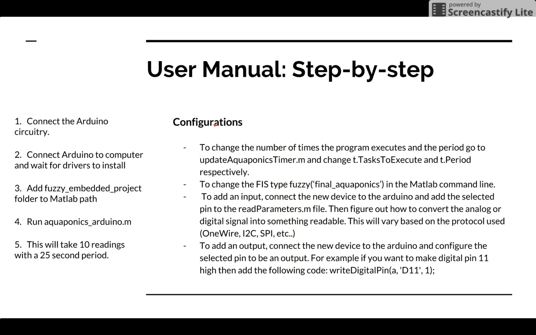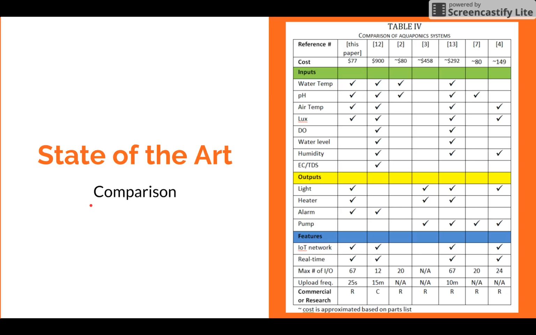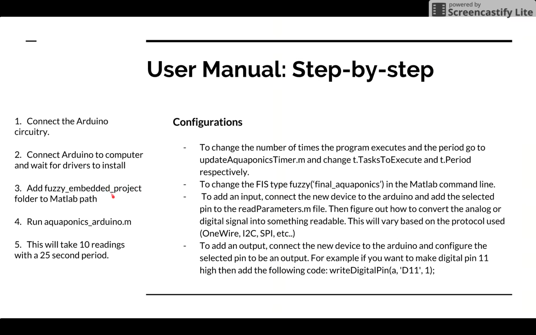The user manual is a step-by-step on how to set it up. First you connect the Arduino, wait for it to install, then just add the folder to the MATLAB path, run the script, and it will take 10 readings every 25 seconds. Here are some configurations you can do based on if you want to change the execution times or the period, or you want to add an input or an output, things like that.